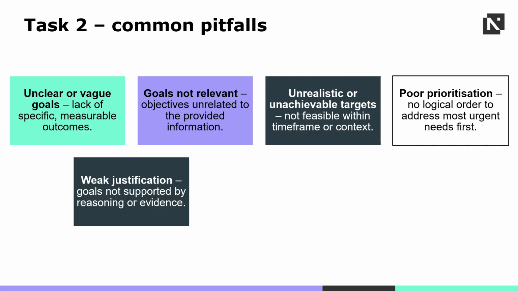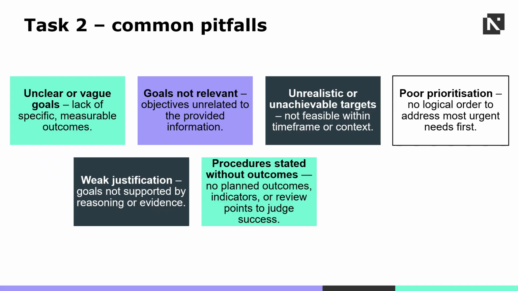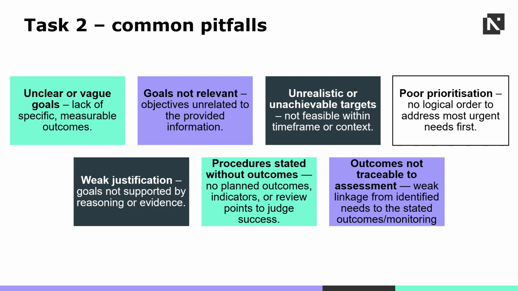Weak justification. There's a goal but no reasoning or evidence to support why it's the right goal. Procedures started without outcomes. So a procedure is named, but there's no planned outcome, no indicators, and no review point to judge if it worked. Outcomes are not traceable to assessment. So the link back to the original finding is weak. It isn't clear what the outcomes respond to.